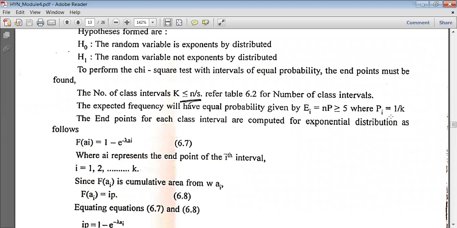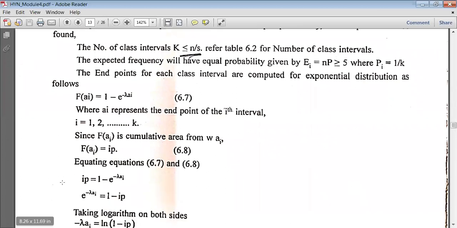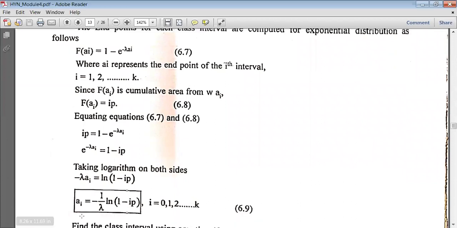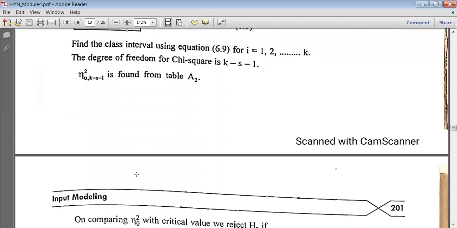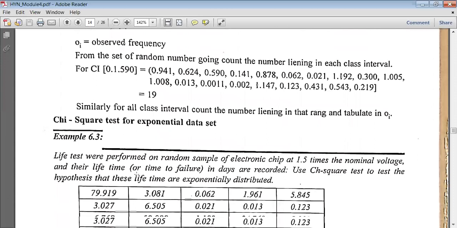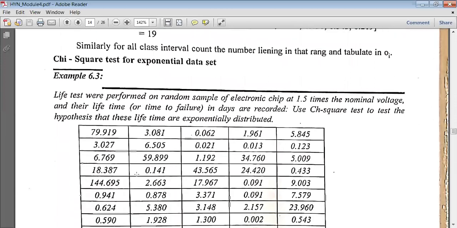In order to find the probability, the formula is pi is equal to 1 by k. Here we'll be using one more formula, which is ai is equal to minus 1 by lambda into ln of 1 minus ip, in order to find the expected frequency values. Let us see the problem, then you'll be able to understand.